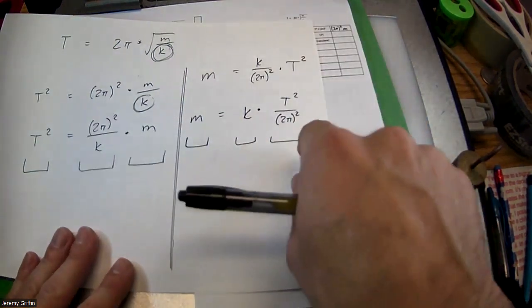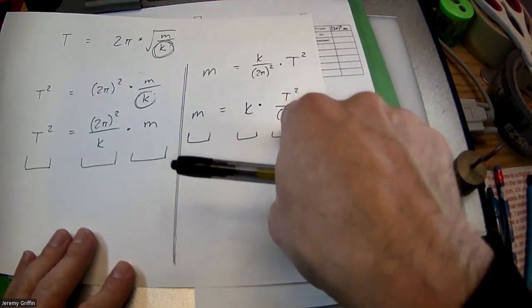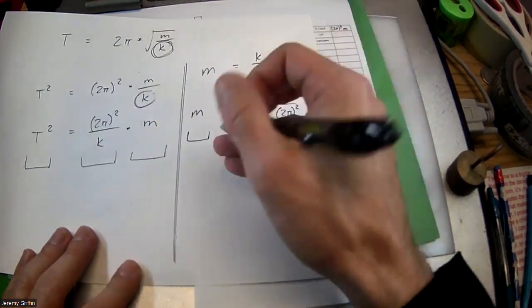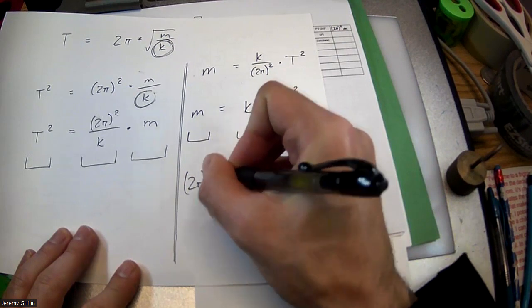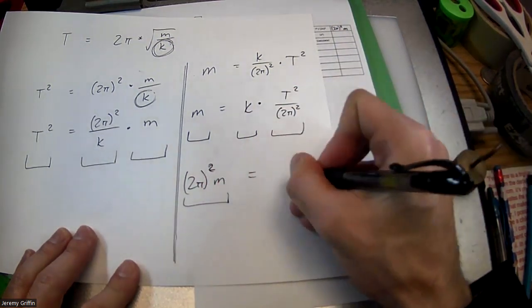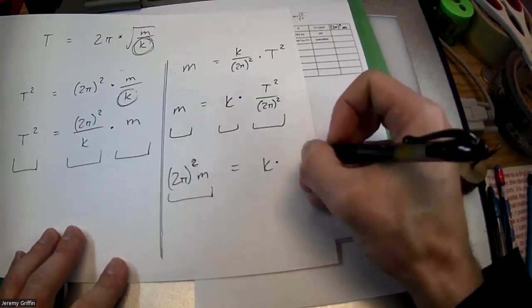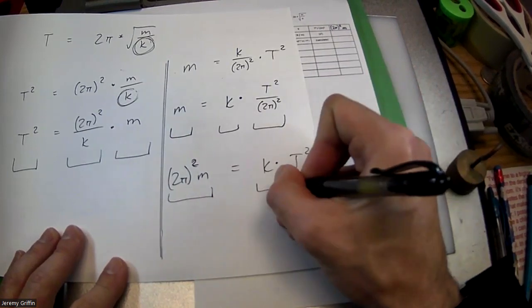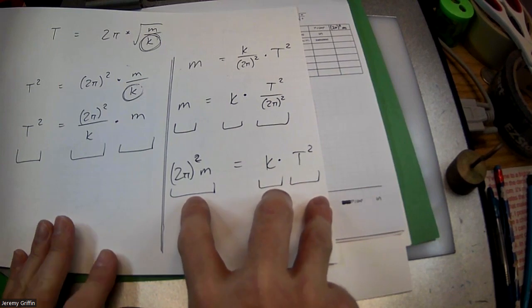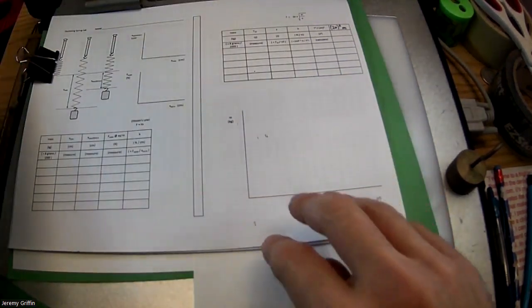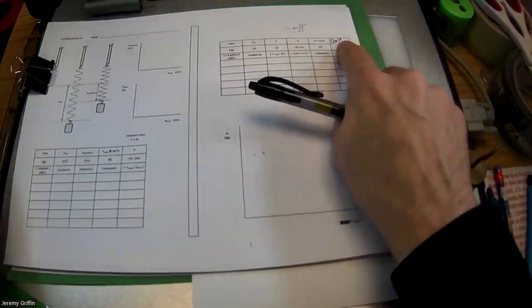Okay. Or how about this? I'll show you one more way. Could I take the 2 pi quantity squared and cross multiply it and do 2 pi quantity squared times m, and that could be your y-axis, equals spring constant, which is the slope of the line, times time period squared? That would also work. You could do that too. I proved that in this last column.